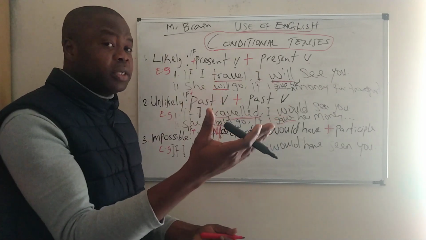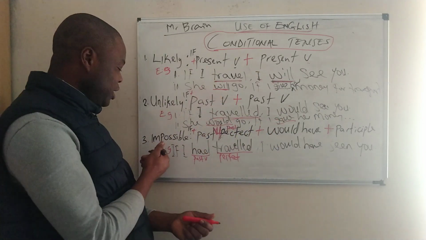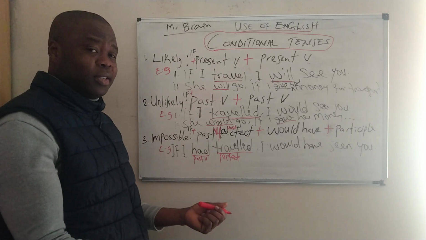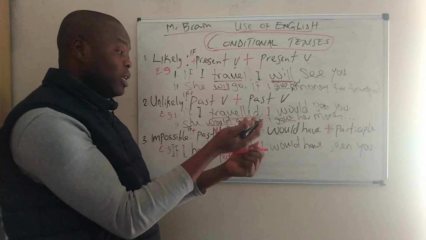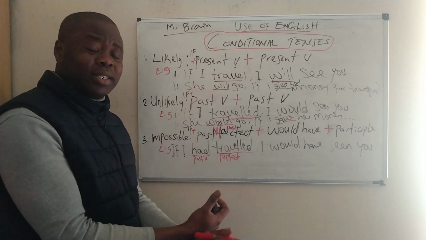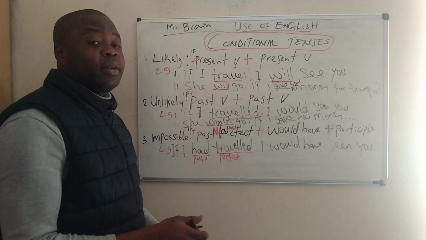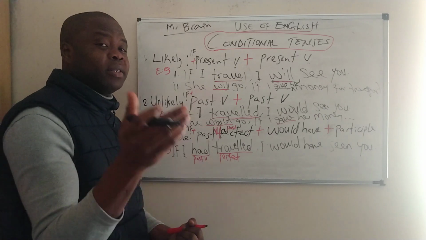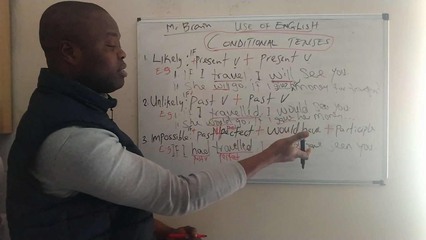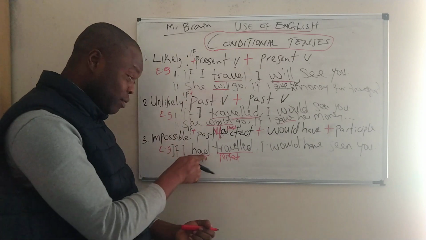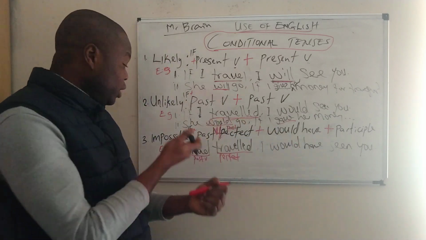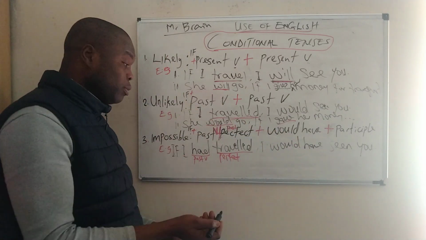Did I see you? No. So it does not happen. So it is impossible. If I had traveled to Abuja, to London, to Chichester, to Chelsea, to Liverpool, to Ibadan, I would have seen you. I did not travel and I did not see you. So it didn't happen. Impossible.